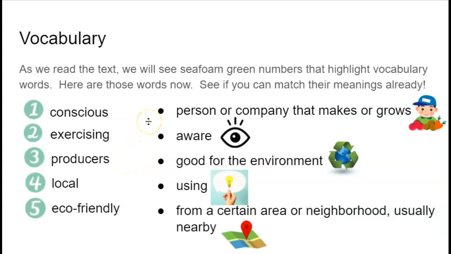There's going to be some vocabulary in the text today. As we read it, we're going to see some seafoam green numbers that highlight vocabulary words. And here are those words right here. We're going to see if we can match their meanings to the meanings that are over here. So, the first one is conscious. The second one is exercising. The third one is producers. The fourth one is local. The fifth one is eco-friendly.